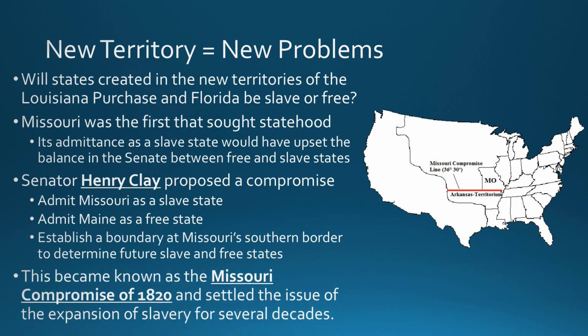This became known as the Missouri Compromise of 1820 and settled the issue of the expansion of slavery for several decades in the United States.